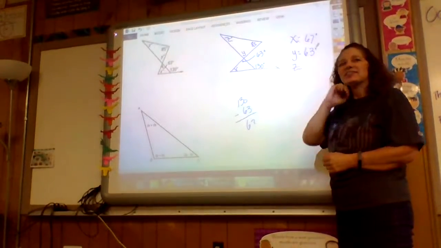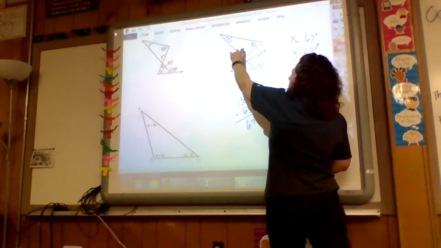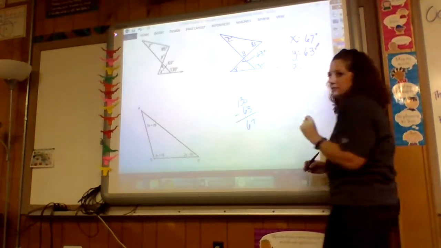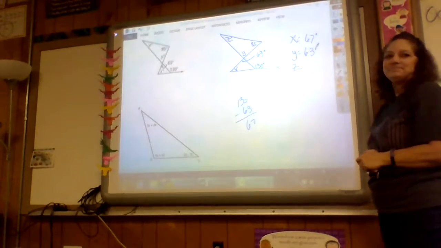Okay, now Y. Because it's a vertical angle. Yes, no matter where they are, vertical angles are always congruent. So 63 does pop right up into that triangle. 63, vertical angle. All right, Holly, what are we going to do to find Z?